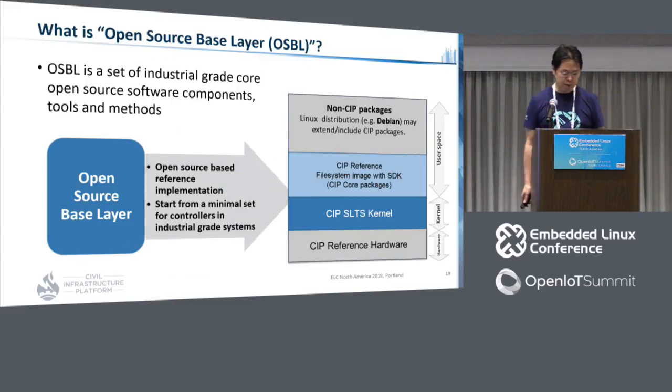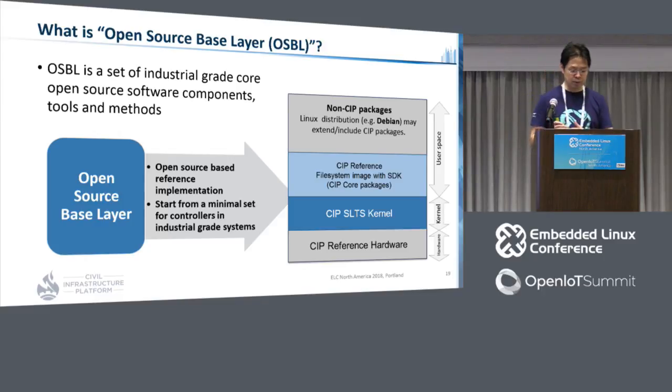And what CIP again is our focus is open source base layer. Open source base layer is industrial grade core open source software components, which includes Linux kernel and very basic software, something like glibc or busybox or something like that.